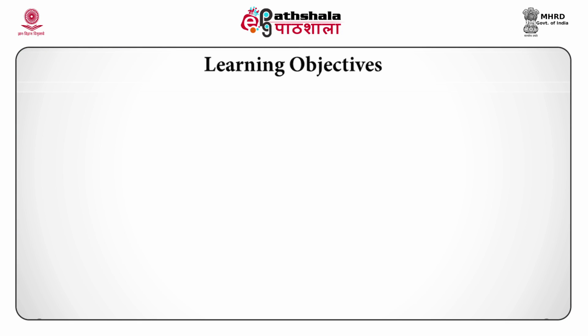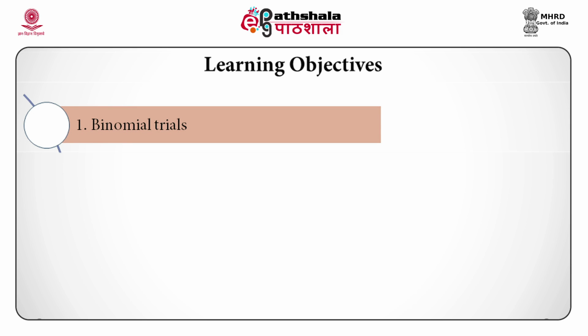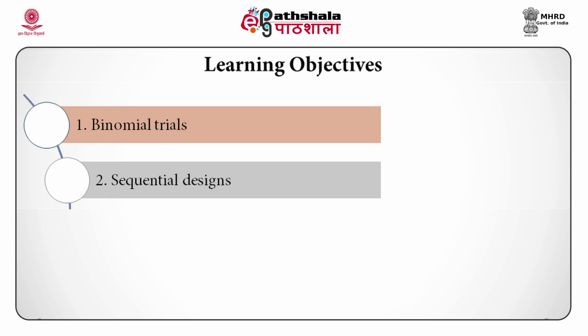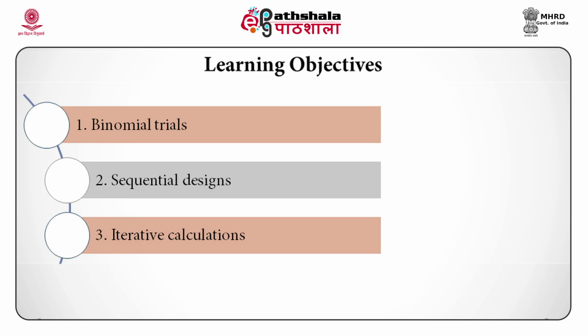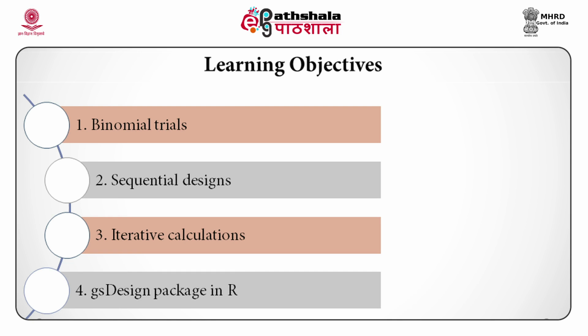Learning objectives for this module: we shall first define the binomial trial in the case where our outcome is binary, or the number of successes on the standard treatment and the comparison group. We shall define sequential designs for this case. We shall look at the iterative calculations which are necessary to derive these sequential designs. And finally, we shall take a quick glimpse at the gsDesign package in R for implementing group sequential designs.